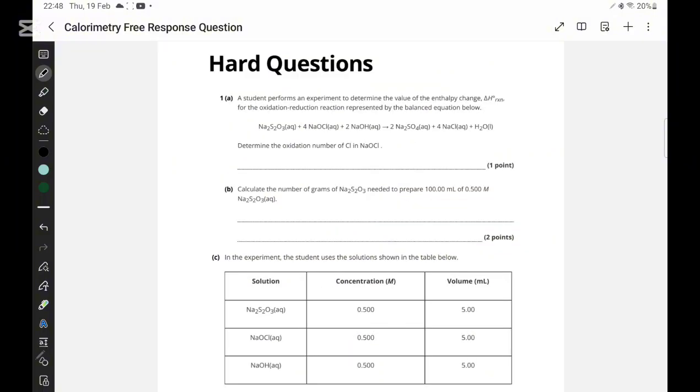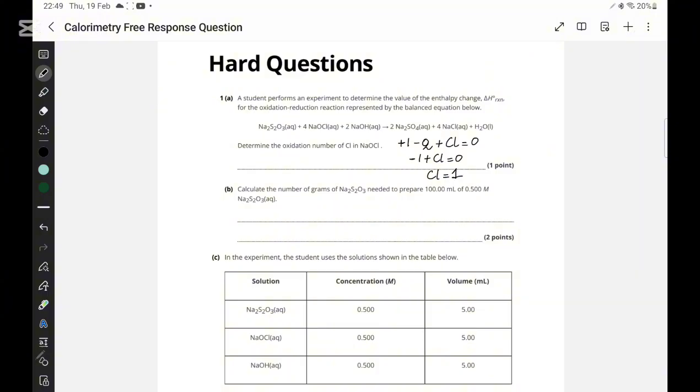In this question, they are saying determine the oxidation number of chlorine in NaOCl. So how can you do it? The total oxidation number is going to be 0. Sodium is +1, oxygen is -2, and for chlorine we need to find out, and we are going to set the sum equal to 0. So -1 plus Cl is equal to 0, and Cl comes out to be +1.